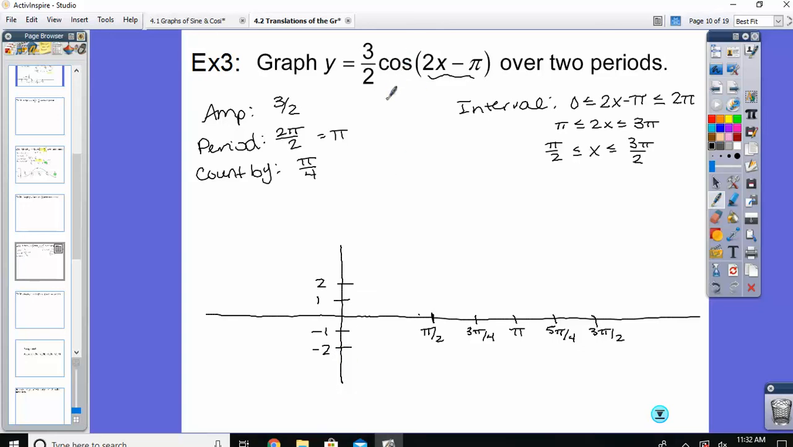Cosine starts at its amplitude. So at pi over 2, we have to be at our high point, which is 3 over 2, 1.5. And it goes down to 0, down to negative 1.5, and back up.